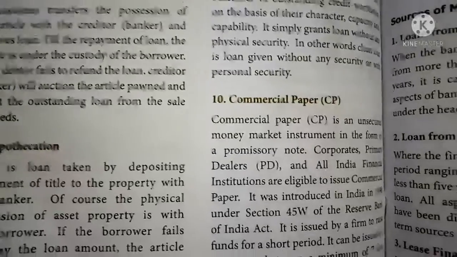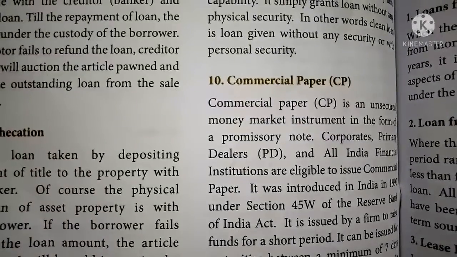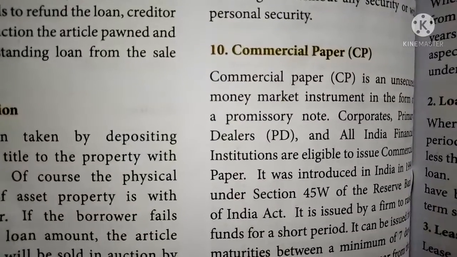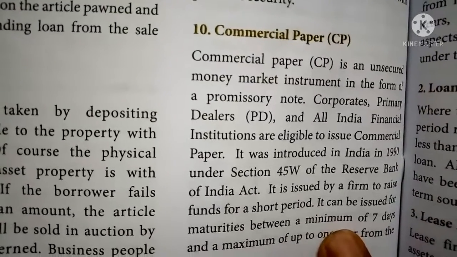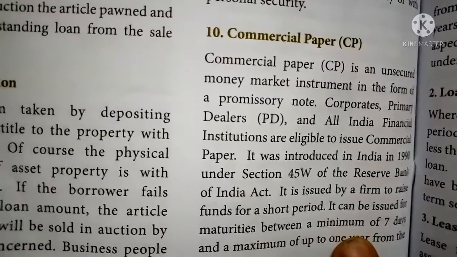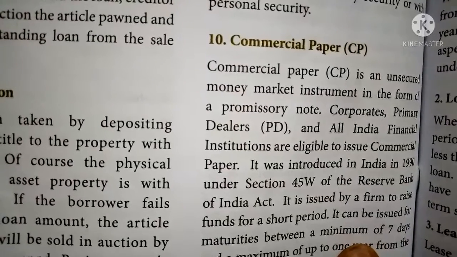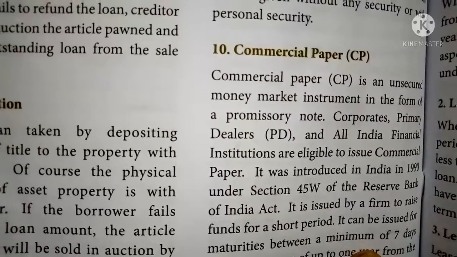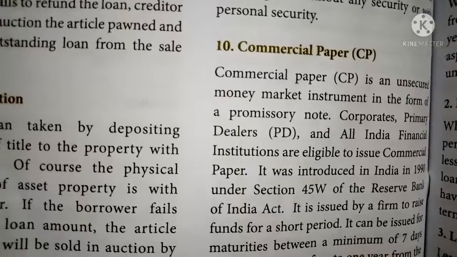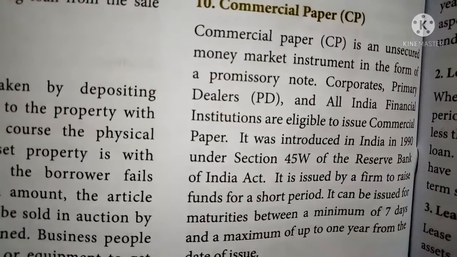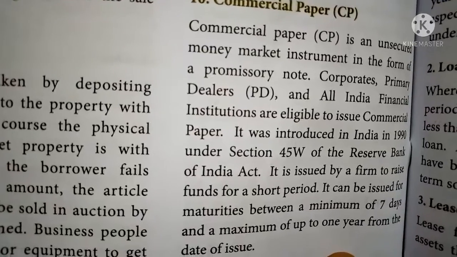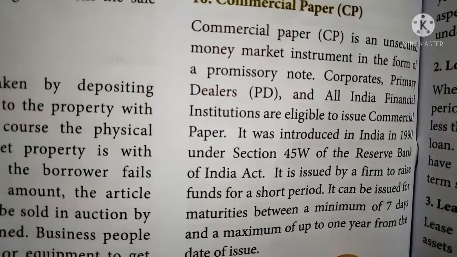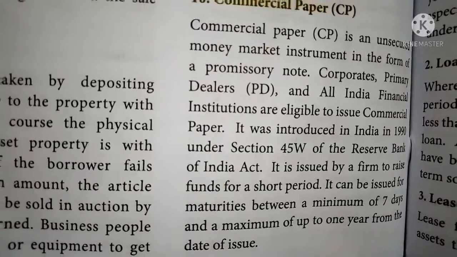Commercial papers. Commercial paper is an unsecured money market instrument in the form of a promissory note. So corporates, primary dealers and all India financial institutions are eligible to issue commercial papers. It was introduced in India in 1990 under section 45W of the Reserve Bank of India Act. So it is issued by the firm to raise funds for a short period. It can be issued for maturities between a minimum of 7 days and a maximum of up to 1 year from the date of its issue.